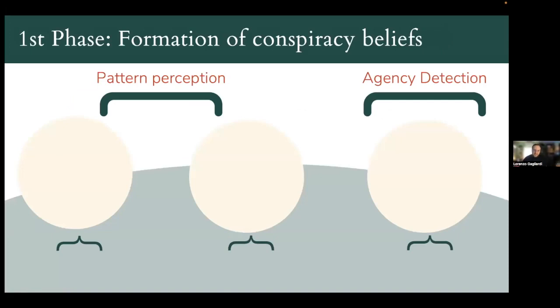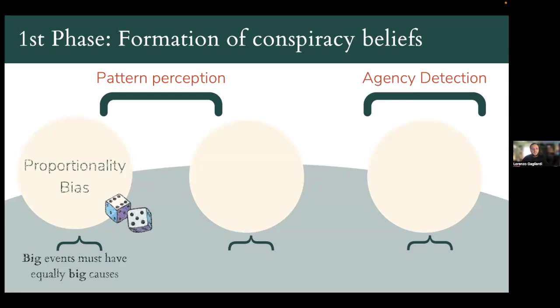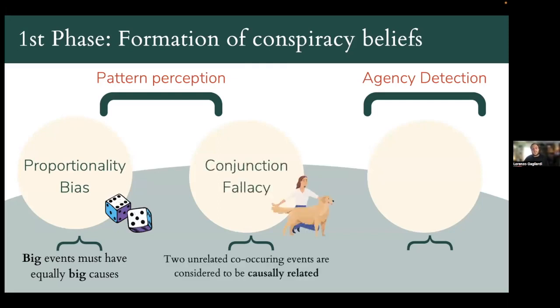the biases that stem from these heuristics that have been identified in the conspiracy studies are proportionality bias, which is the tendency to think that big events must have equally big causes, and also conjunction fallacy, which is basically believing that two unrelated co-occurring events are causally related. Like imagine you're petting a dog and you start having itchy eyes. Maybe it might be because of, I don't know, dust carried by the wind, but maybe you end up thinking that you have some kind of allergy.